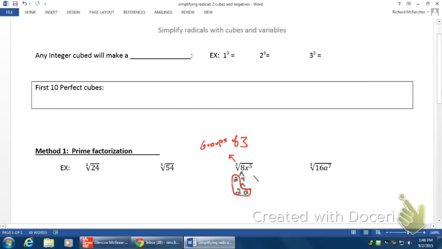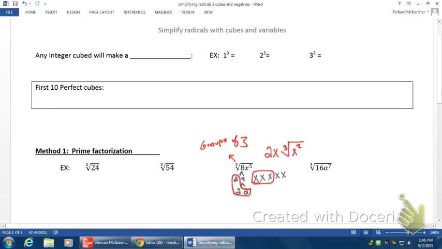So now, how do we deal with the variables? I've got 5 x's, right? Well, I'm still doing the same thing. Groups of 3. So there is one group of 3. So I put the 2 and 1 x, because it's one group of 3. And then those 2 leftovers right there are going to go on the inside as x squared.